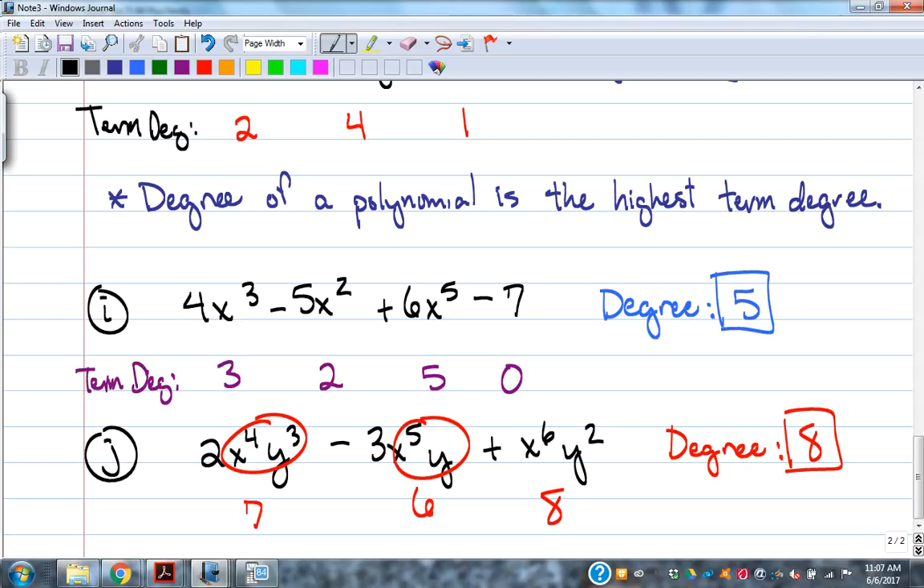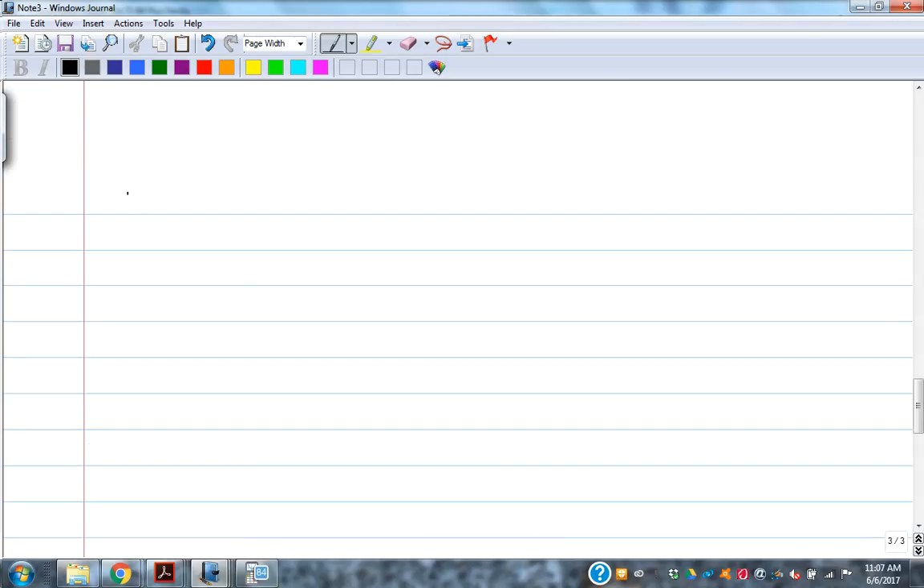Let's get to the next piece of the puzzle, which is naming polynomials. If you name a polynomial, Bill is a good name. Bobby's a great name. But that's not how we name them. We name them by the number of terms that they have. Okay, that's supposed to be a joke. Nobody gets it.